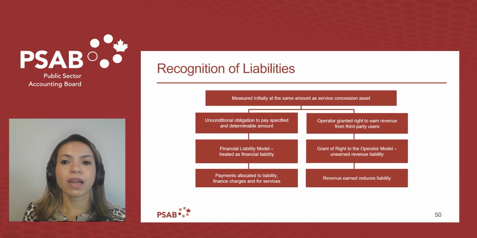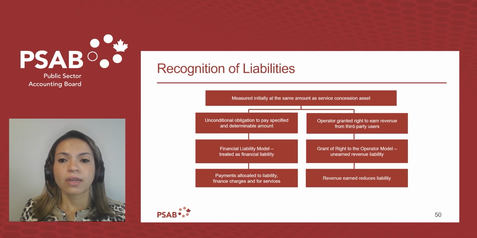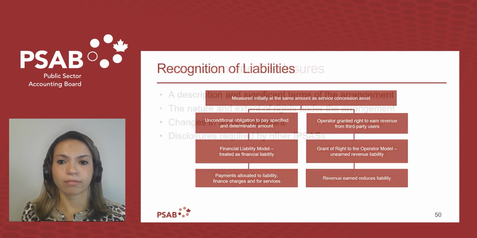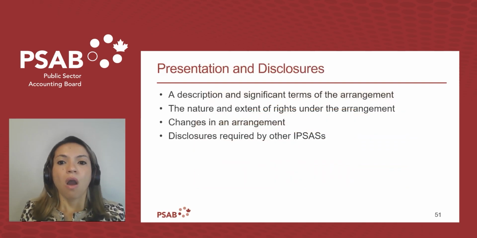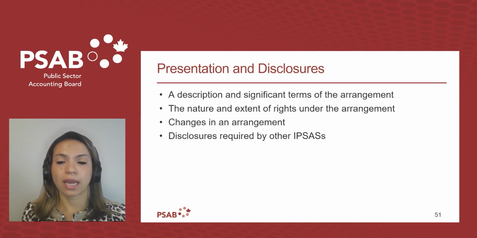Until the criteria for recognition of revenue have been satisfied, the grantor recognizes a liability equivalent to the unearned portion of the revenue that will arise. The earned revenue is recognized over the term of the service concession arrangement. All aspects of a service concession arrangement are considered in determining the appropriate disclosures in the notes. There are minimal disclosure requirements, as you can see on the slide.